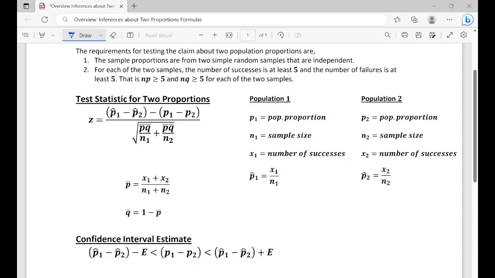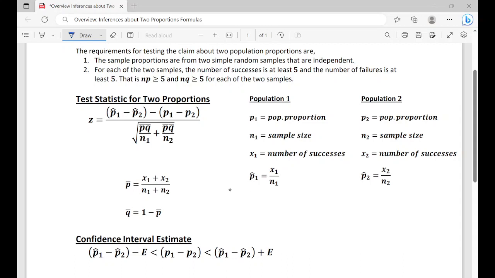So let's look at the first formula for the test statistic for two proportions, which is z equals this whole thing here. And what each thing means is off to the side here. So for population 1, with the subscript of 1, P1 being the population proportion, N1 being the sample size, X1 being the number of successes, and P hat 1 equaling X1 over N1. Then we also have population 2, which is the exact same thing, except the subscript is 2 for each of them, but it still follows the exact same thing that population 1 follows.